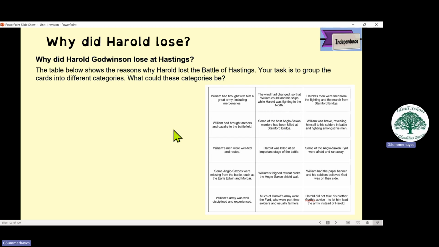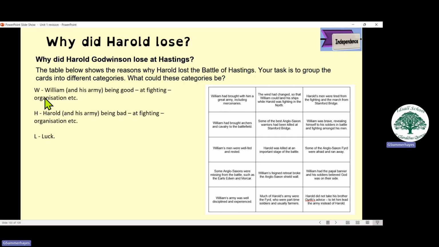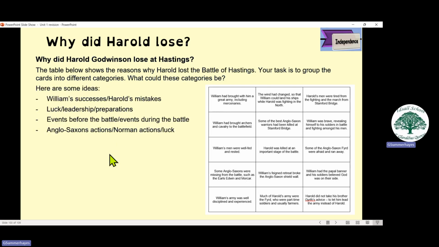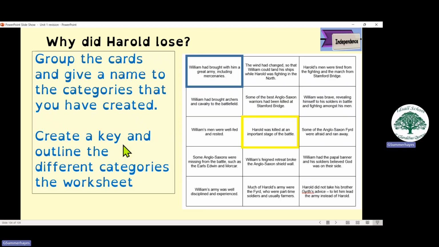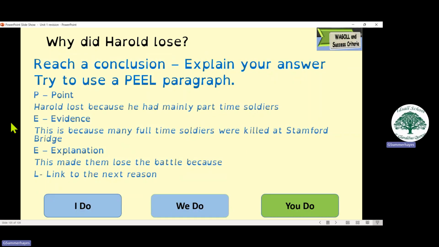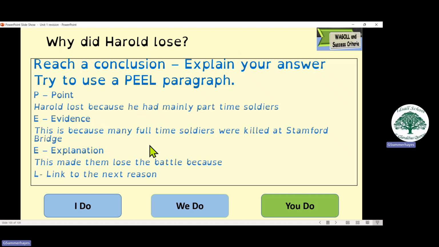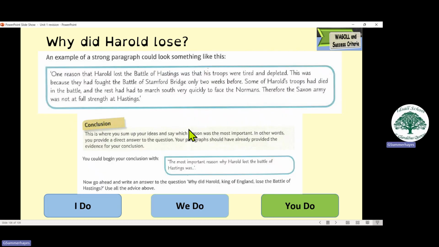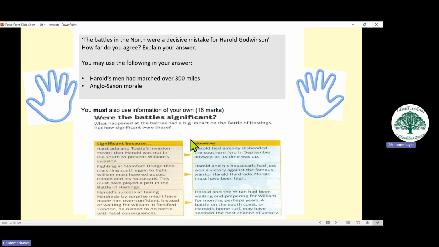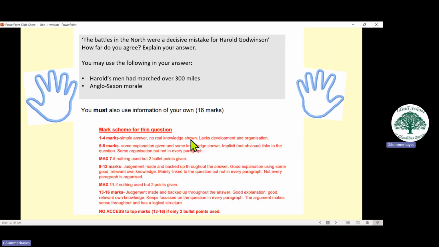There's some more here if you want to have a go at that, sorting them into William being good, Harold being bad, or luck, or tactics, troops, leadership and luck, which we've already been through. Well, go do it. But remember, if you get a question on what was the main reason or explain why William won, then you should do PEEL paragraphs. And there's an example of a strong paragraph on why Harold lost or why William won, because it's the same thing, really, isn't it? I've done that one already.